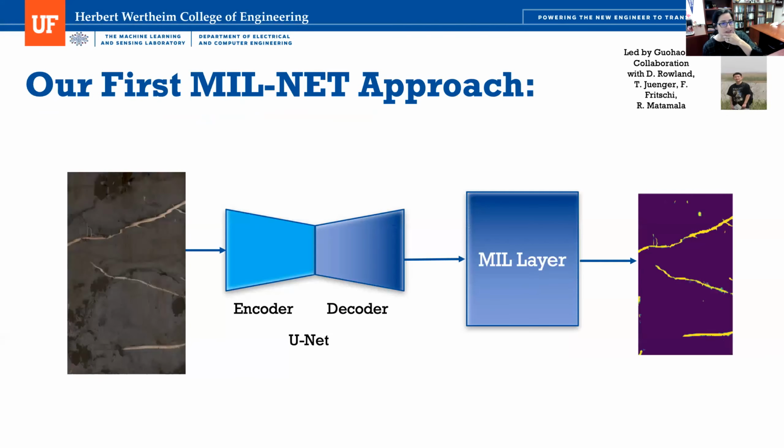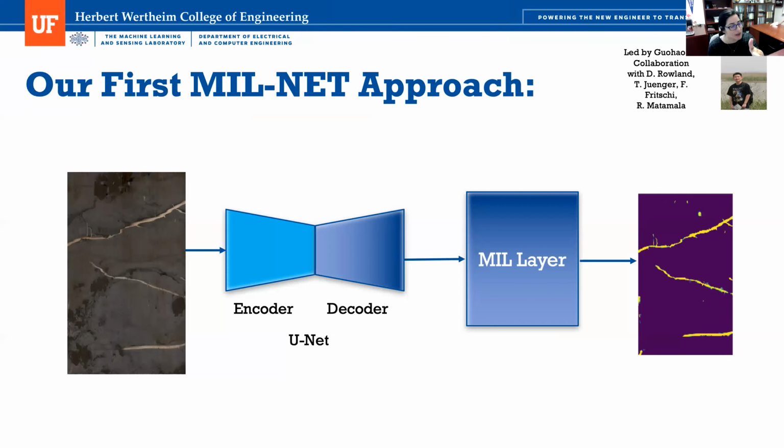And our first approach at this was, well, we had the UNet architecture that was working when we had individually labeled samples where we had precise labels. We said, well, let's take that UNet that we know works and add what we call the MIL layer, a multiple instance layer.